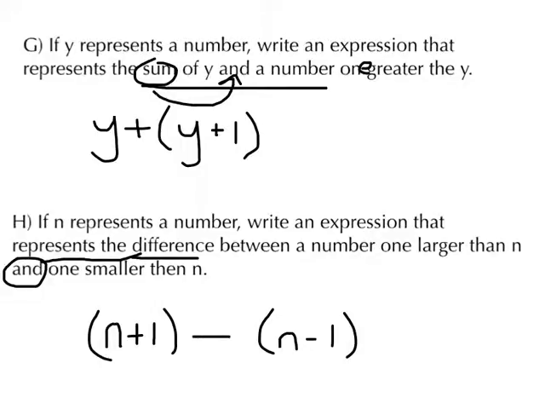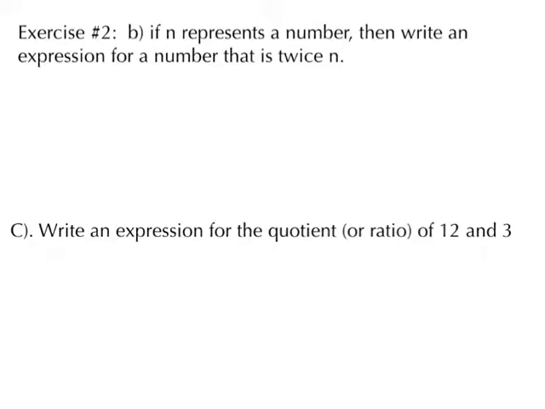So I have n plus 1 minus n minus 1. Let's look at exercise number 2. I would like you to try A on your own because it's pretty self-explanatory and I think you should be able to handle it. Then let's look at B. If n represents a number, then write an expression for a number that is twice n.